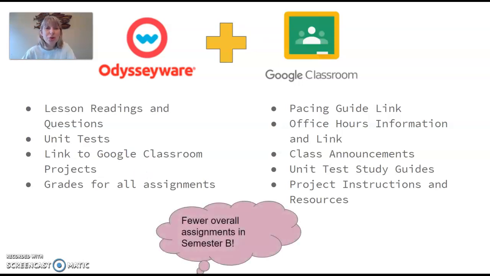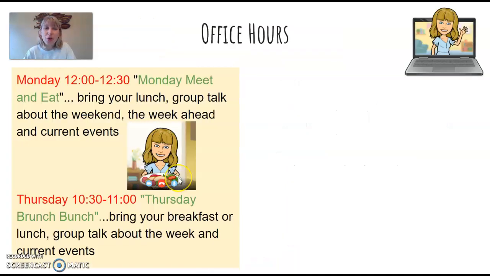Because we're able to use Google Classroom and not just Odysseyware, we were actually able to reduce the number of assignments. So there will be fewer assignments in Semester B than there was in Semester A. So hopefully, as you'll look at the pacing guide, most weeks you have 3 or 4 things, but never really more than 4. And it gives us some opportunity to do some different things with our projects. So I think it's good news, and we'll obviously continue to work on it as the semester goes along.